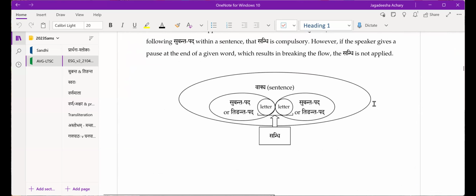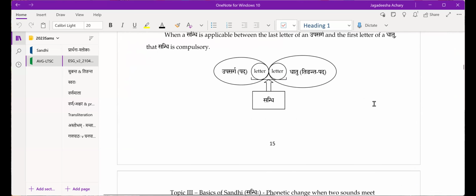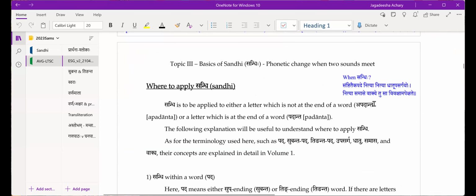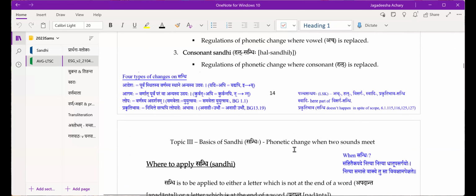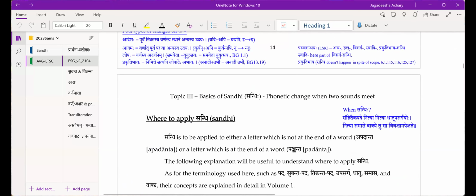Okay. Some features about the sandhis. So we were in, I think we finished this page. So we are on page 15. Okay, we're starting on page 15. So where to apply sandhi? Sandhis are sometimes mandatory, and under some conditions you have to make the sandhi. And in some conditions they're optional. You can make it, you need not make it.